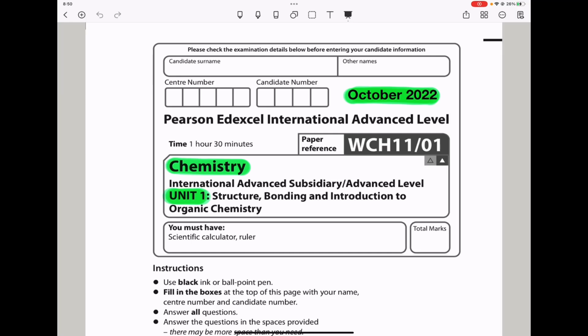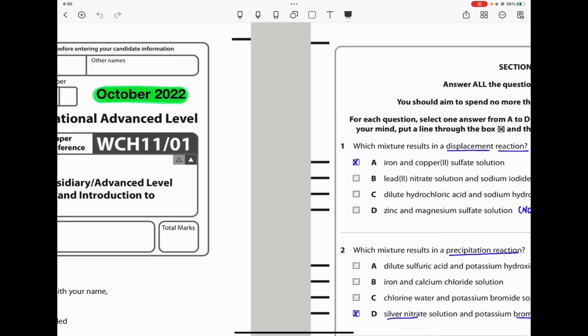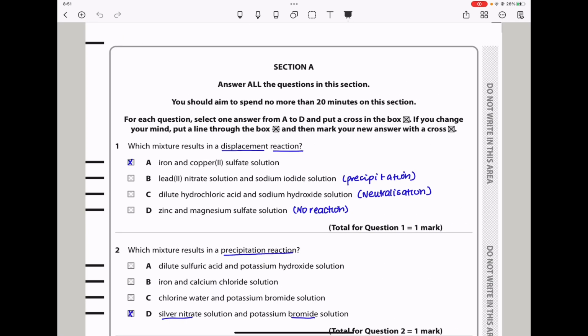Today we're doing the Pearson Edexcel International A-Level Chemistry Unit 1 for October 2022. Let us begin with the first question. Question 1 says, which mixture results in a displacement reaction?